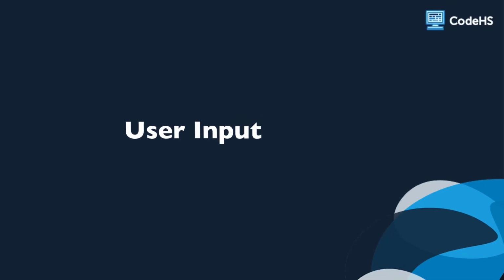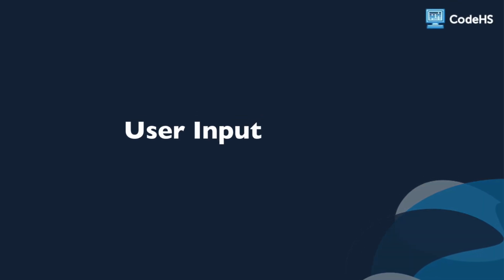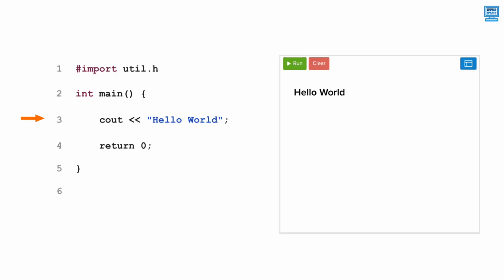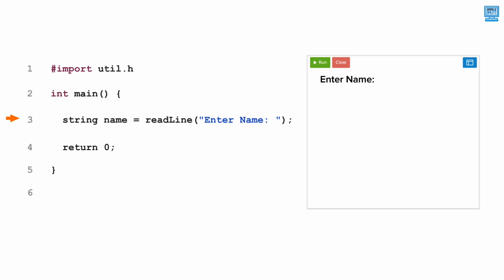Hi, in this lesson, you're going to learn about user input in C++. You use cout to print messages onto the screen for users, but what if you want to read information back in from the user? To do this, you're going to get input from the user using one of our read functions and assigning that value to a variable.